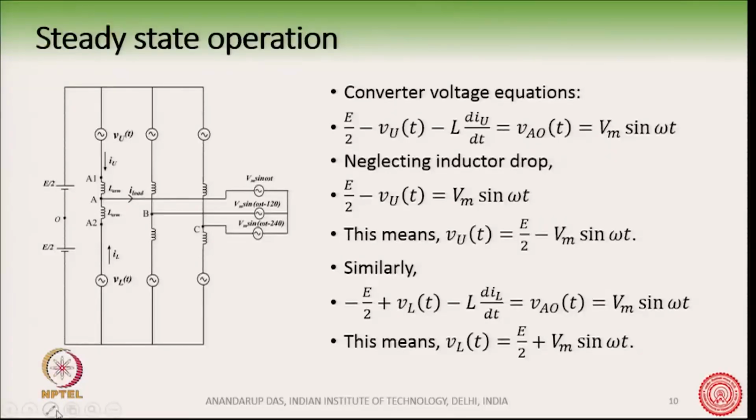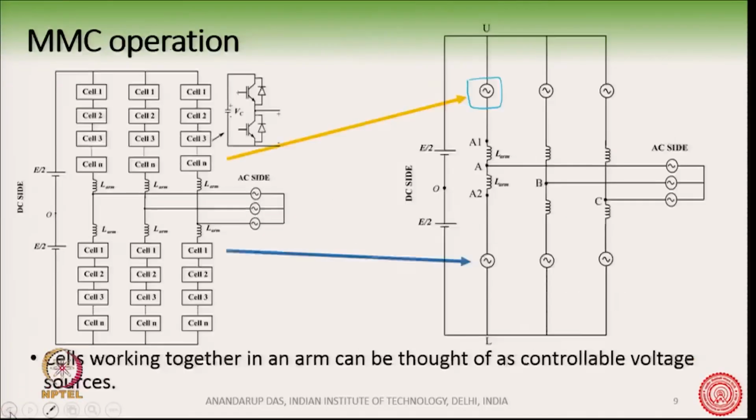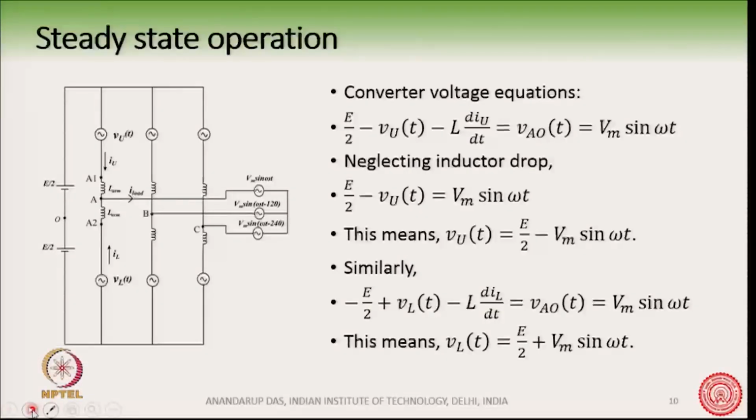So, for these controllable voltage sources, we can now write Kirchhoff's voltage law and find out what is the magnitude of this controllable voltage source. What is its magnitude? How is it related to the AC side and the DC side voltages? How are they related with the controllable voltage source magnitude? This is shown by this mathematics here.